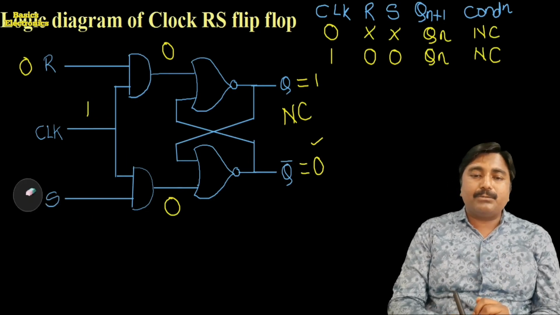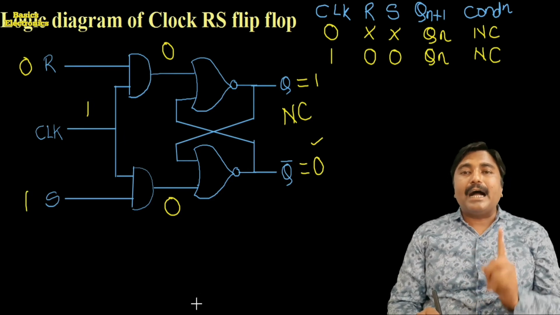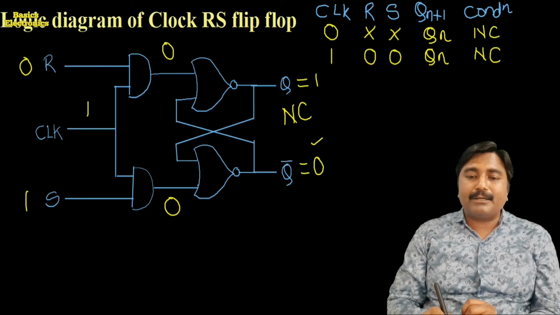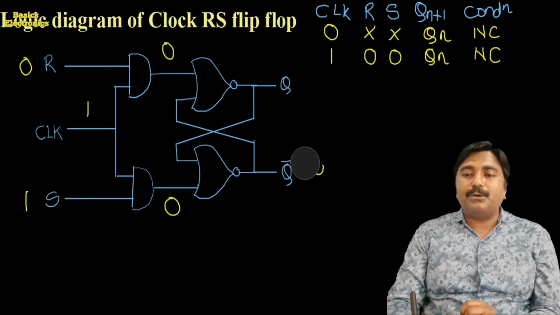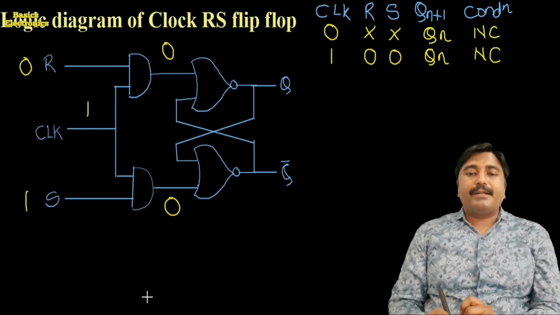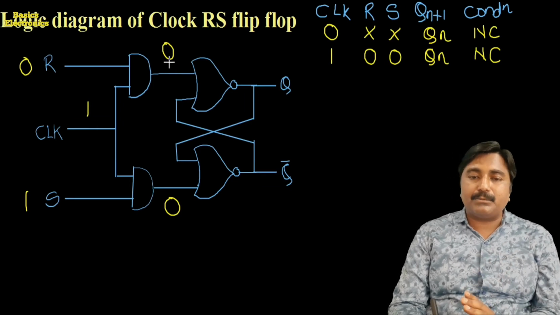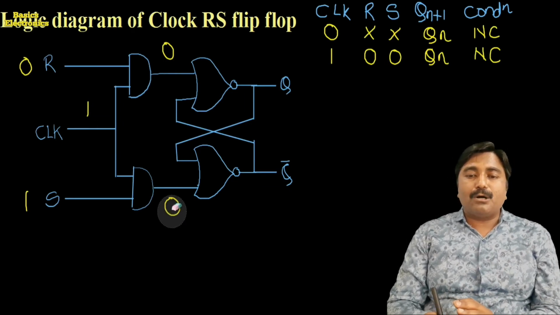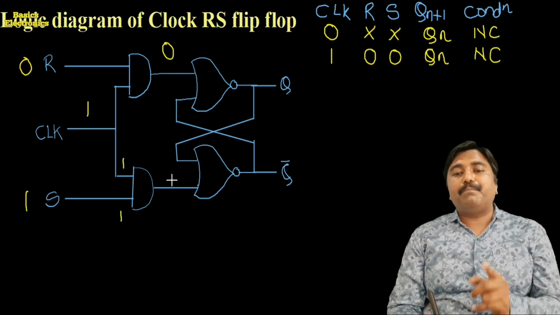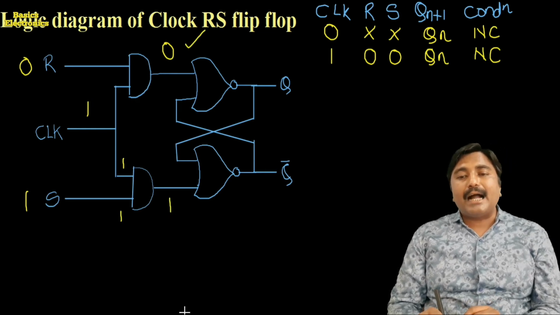Now we consider here the clock pulse is having its high time. The R is equal to 0 and S is equal to 1. The clock pulse is equal to 1, R is equal to 0, and the S is equal to 1. Now R is equal to 0 means one input of the upper AND gate is equal to 0, and both the inputs of the lower AND gate are 1, 1. So here the upper AND gate produces low output and the lower AND gate produces the high output.